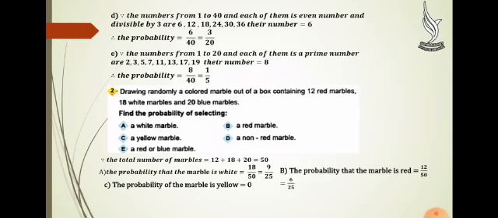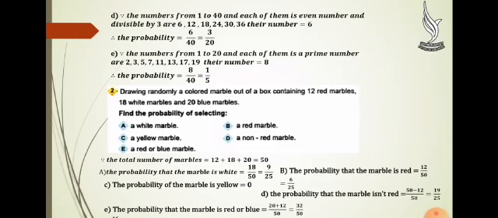Letter D, non-red marbles, so we add the white and the blue marbles. Or we subtract the red marbles from the number of all marbles. We get 50 minus 12 equals 38, so 38 over 50, which is 19 over 25. Letter E, a red or blue marble. We add the red and the blue marbles. We get 12 plus 20 equals 32 over 50.